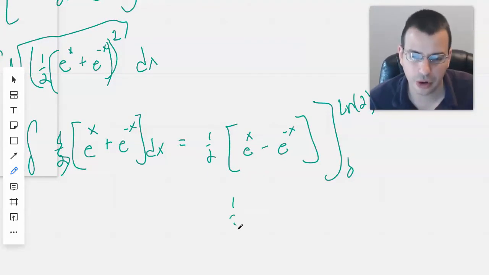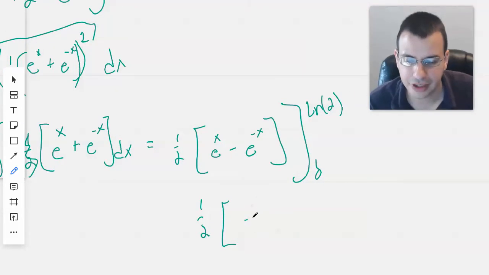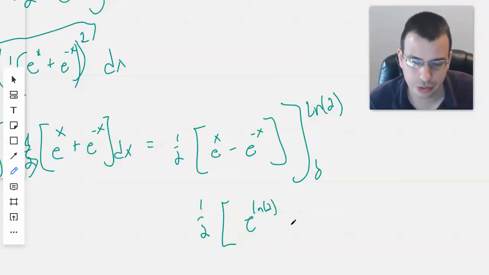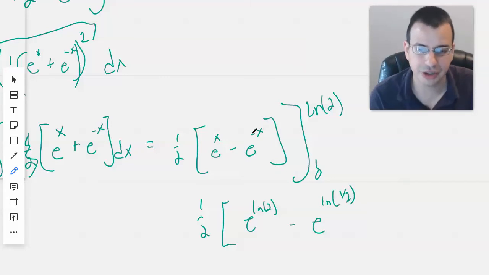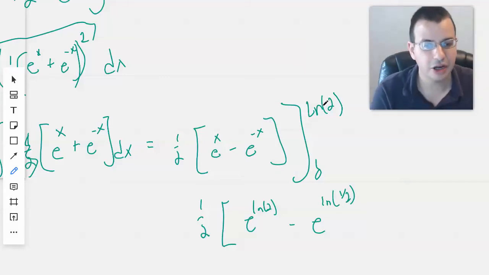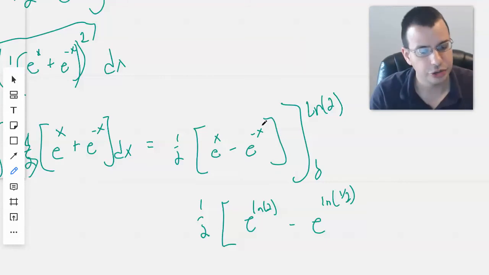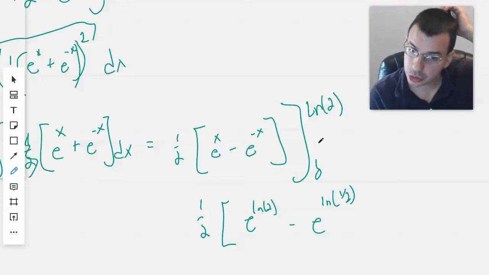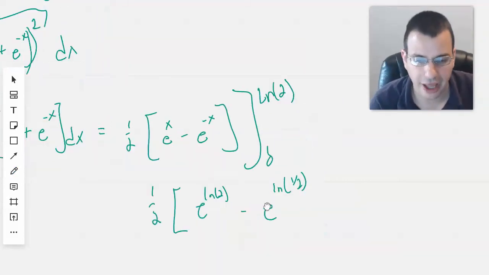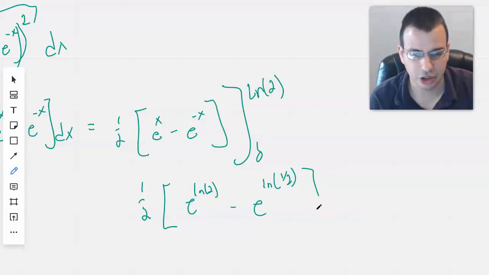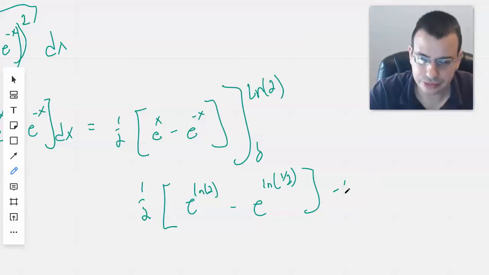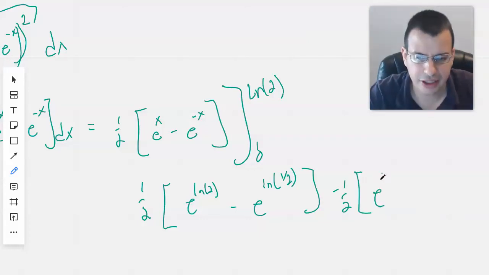So we have 1/2 times quantity e to the natural log of 2 minus e to the natural log of 1/2. So what I did was I just took that, so we have e to the natural log of 2, negative natural log of 2. That negative can just go up and become an exponent for the 2. And 2 to the negative 1 will be 1/2. I write it this way because it makes it look easy on how to do the next step. Minus 1/2 e to the 0 minus e to the 0.